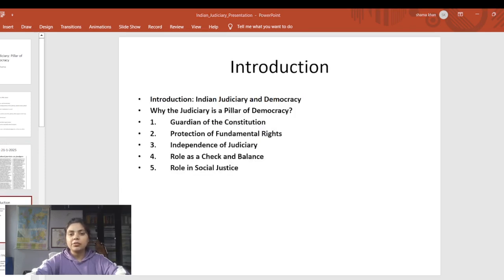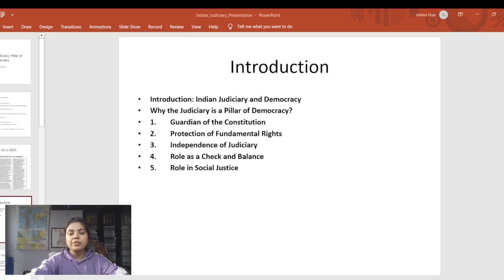So the first thing we are going to see is that the judiciary in India is one of the three pillars of Indian democracy alongside the executive and legislature. It is tasked with interpreting law, protecting the constitution, and ensuring justice. In a democracy, the judiciary serves as a guardian of rights, a check on arbitrary power and a means to resolve disputes impartially. So let's look at this question: why is the judiciary a pillar of democracy?